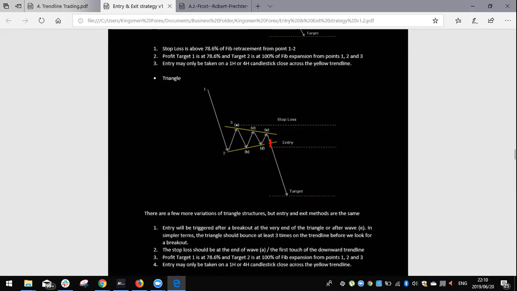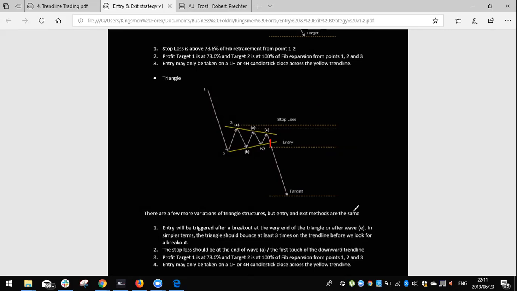The thing with triangles is they usually contract really narrowly. Let me try and draw. When they're making their last wave, you find it's too narrow for you to draw anything. So the best entry sometimes would be the breakout of the main trend line, because it can get really, really narrow. But if it's forming in a high time frame, you can catch an entry there, and maybe a second entry there.